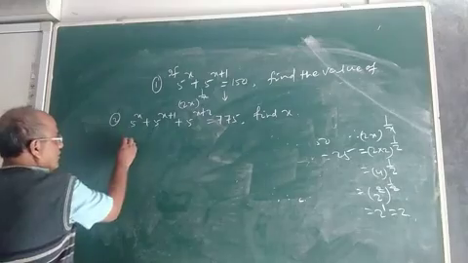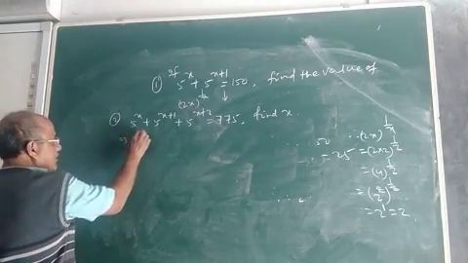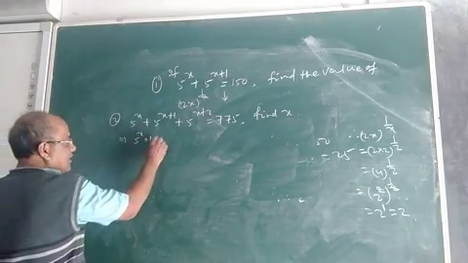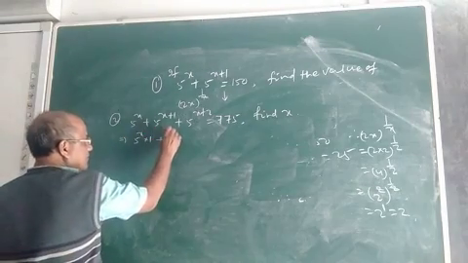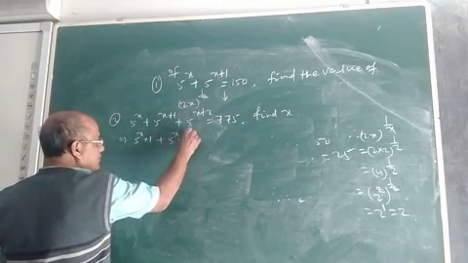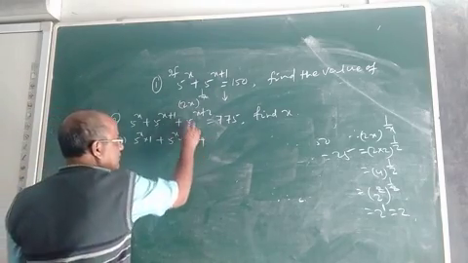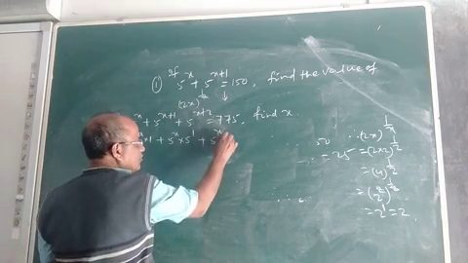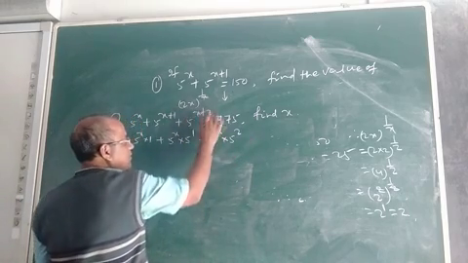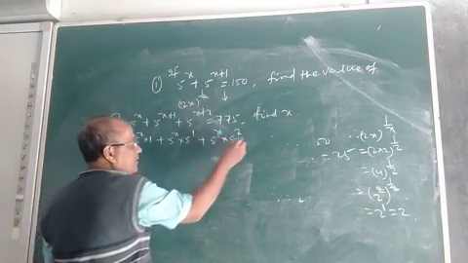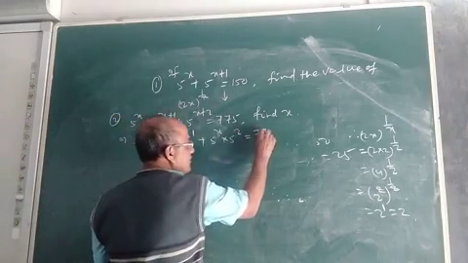See, 5 to the power x means 5 to the power x into 1. Now 5 to the power x plus 1 will be 5 to the power x into 5 to the power 1. And 5 to the power x plus 2 means 5 to the power x into 5 to the power 2. So it will be 775.